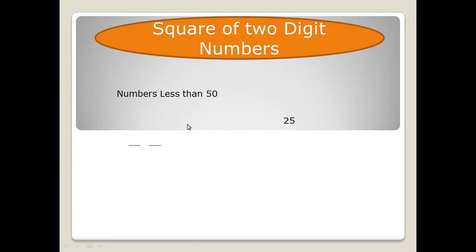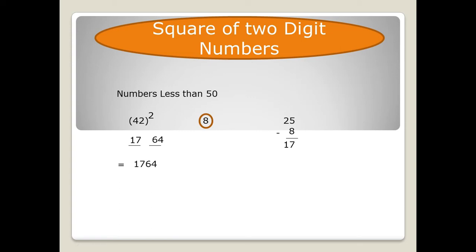Take another example. We have 42. We want to have the square of 42. We know that 42 means 8 less than 50. So what we do, take the square of 8, that is 64. 8 8s are 64, and subtract 8 from 25 and the answer is 17. Place 17 here and our answer is 1764.